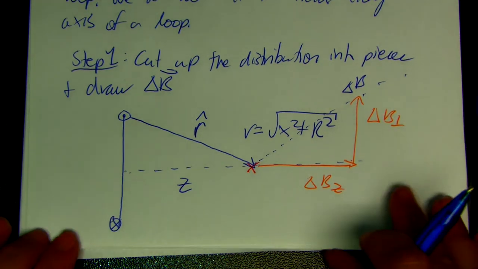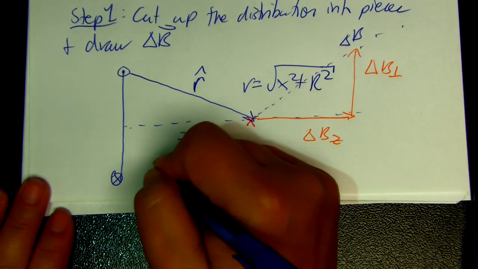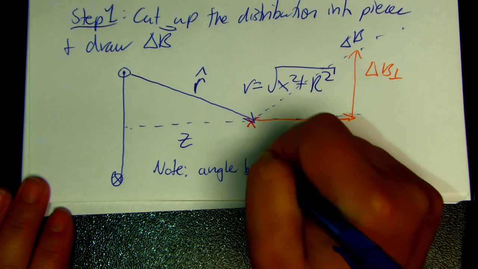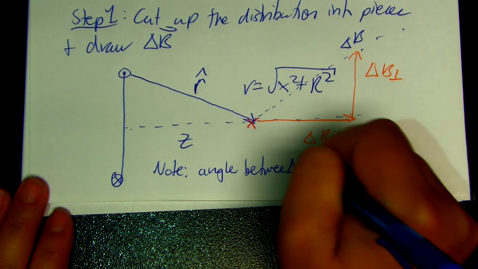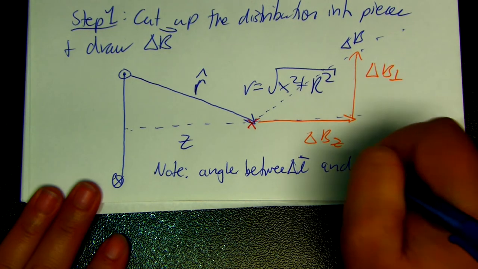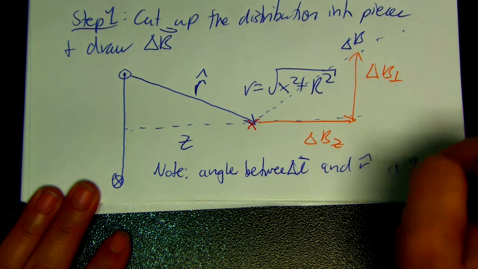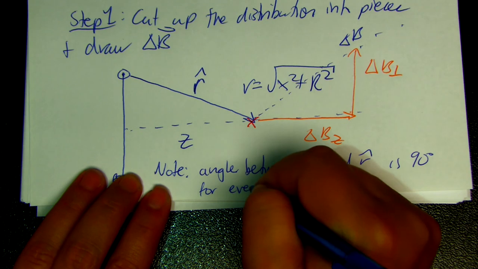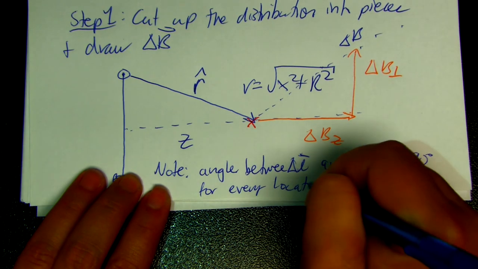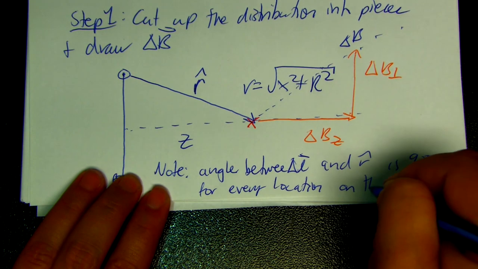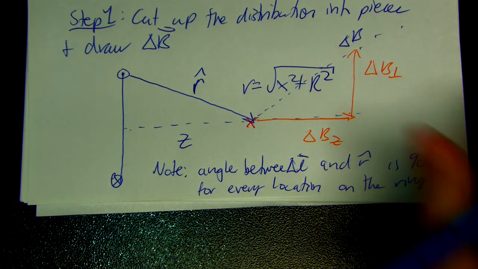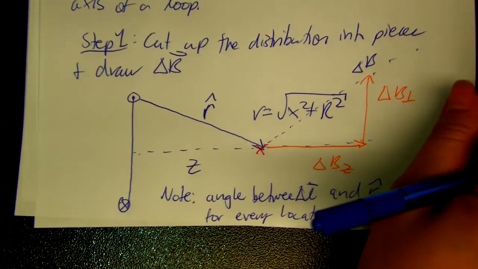All right. And so just something to note, the angle between delta L and r hat is 90 degrees for every location on the ring. Which makes sense. Rings are very symmetrical.